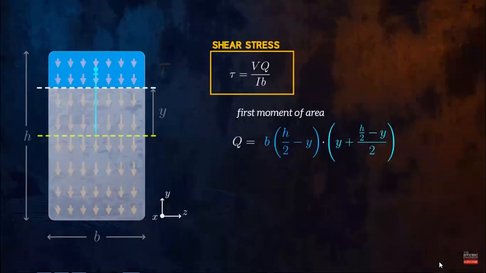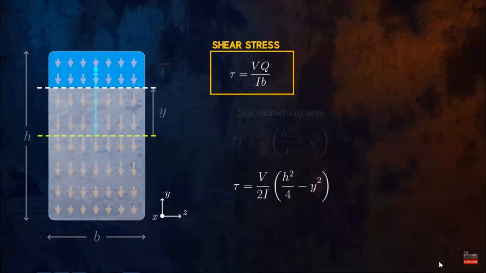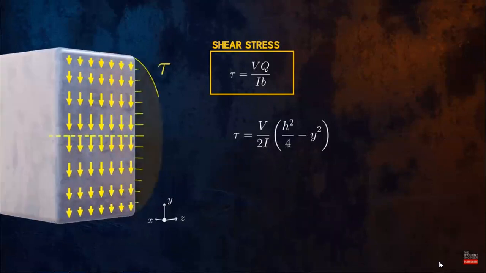Doing this calculation gives us an equation for Q as a function of the distance y from the neutral axis for a rectangular cross-section. And so we can obtain an equation which describes how the shear stress varies with distance from the neutral axis. The y term is squared, and so the shear stress varies parabolically over the height of the cross-section, with the maximum shear stress occurring at the neutral axis.